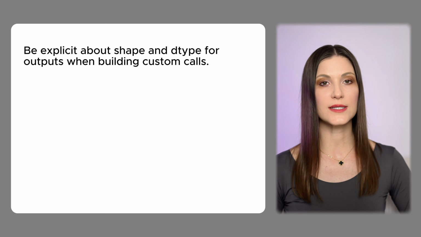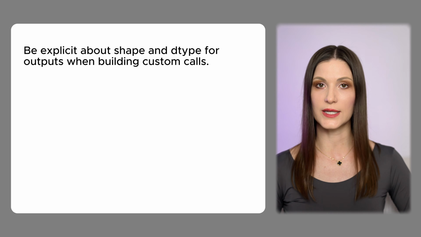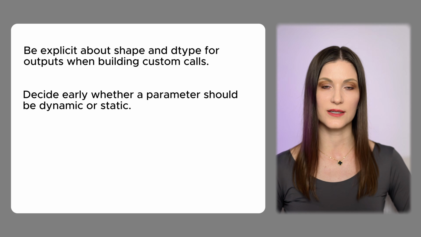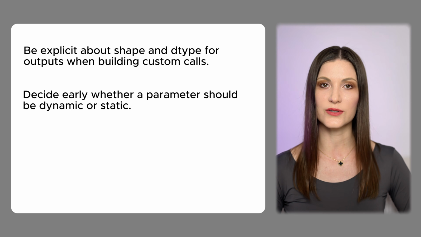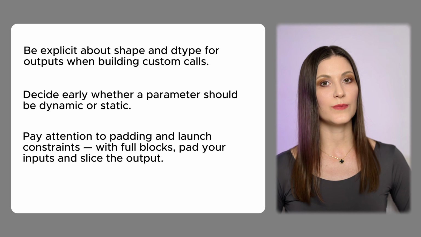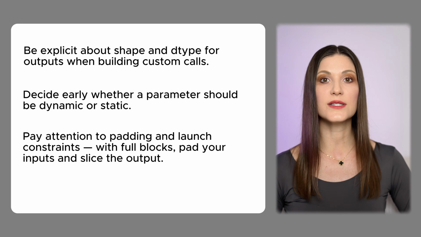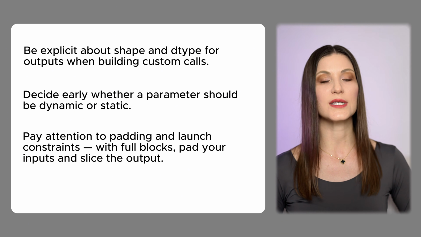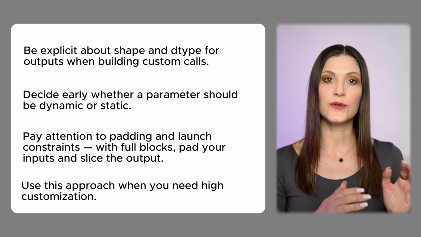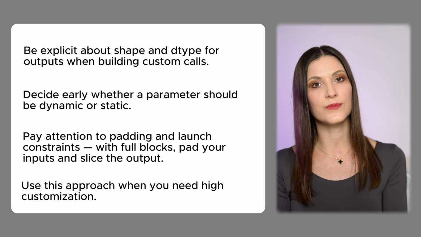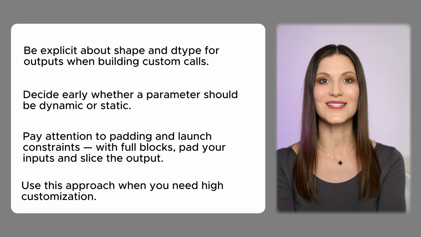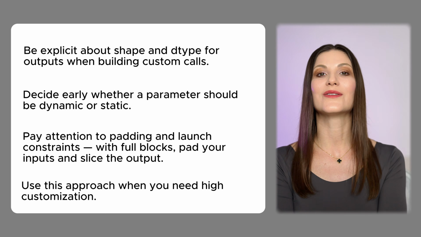First, always be explicit about shape and dtype for outputs when building custom calls. Second, decide early whether a parameter should be dynamic or static. Scalars like alpha or configuration values like width are often best treated as static. Third, pay attention to padding and launch constraints. If your kernel assumes full blocks, pad your inputs and slice the output. And finally, use this approach where it shines: fusion, special layouts, custom data movement, and kernels that standard libraries won't give you. If you're trying to beat CUTLASS in GEMM, you're probably solving the wrong problem.